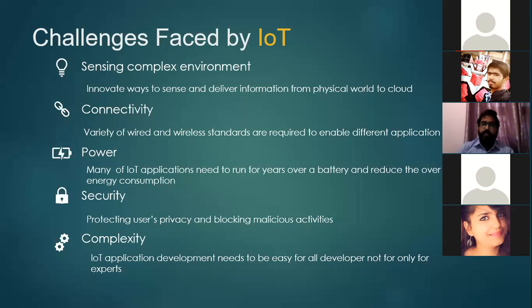Now someone asked me about the data security. That is the most challenging point in IoT. I have already mentioned security, protecting users' privacy and blocking malicious activities. The most challenging thing in IoT is the risk to your data and your privacy. You are sharing your data over the internet from one platform to another, or one machine to another machine, or from machine to user. So there is a lot of risk in sharing your data over the internet. That is the most challenging point in the IoT field.